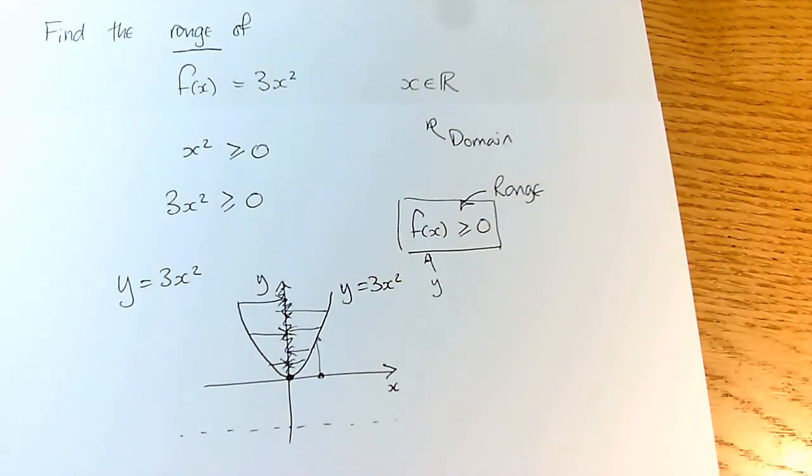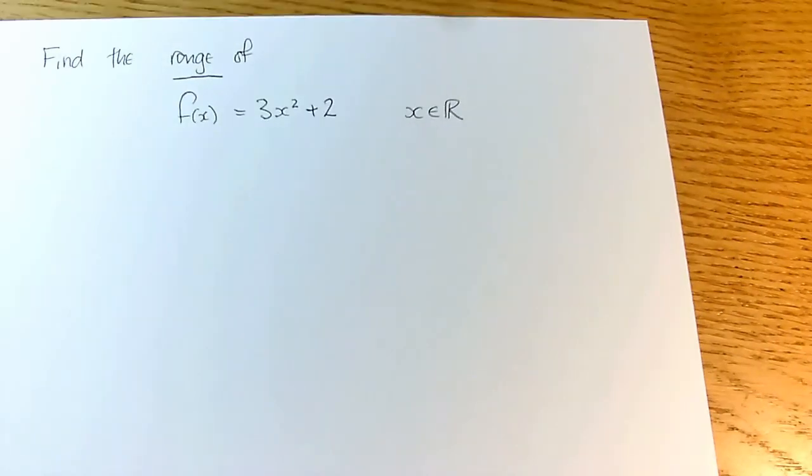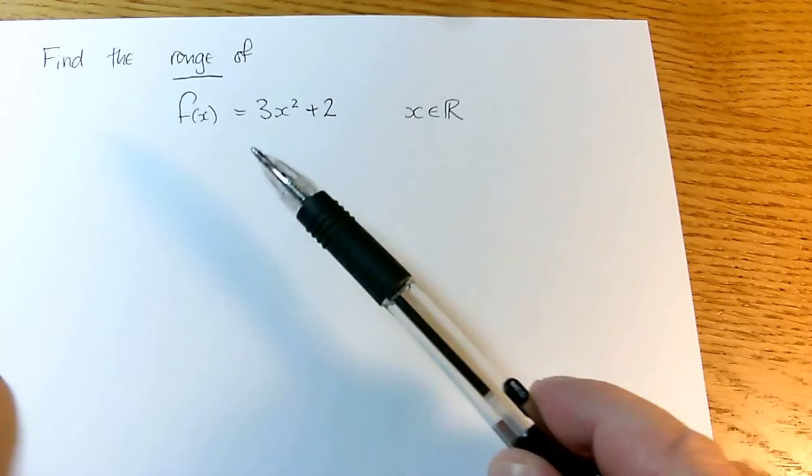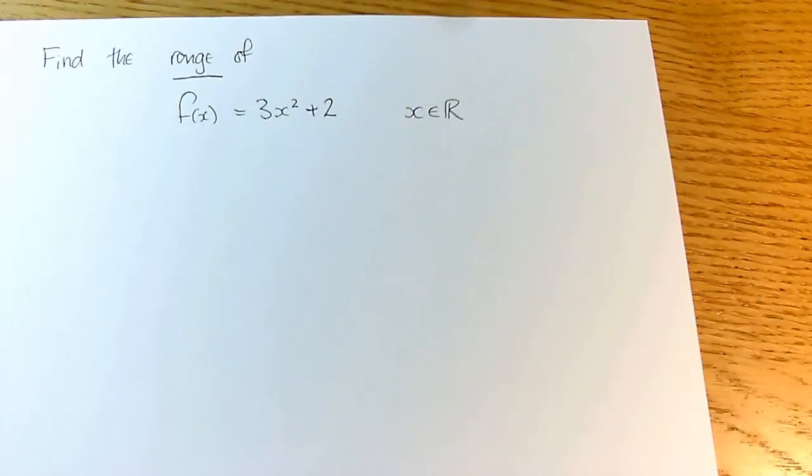Okay, so that's what we mean by the range of a function, and we can now look at some more examples. For example, here is the same function but with a +2 on the end. I may do a video of this one, but you have a go at this one. So backtrack over what we did when the +2 wasn't there and think about how your answer for the range is going to change because of that +2.